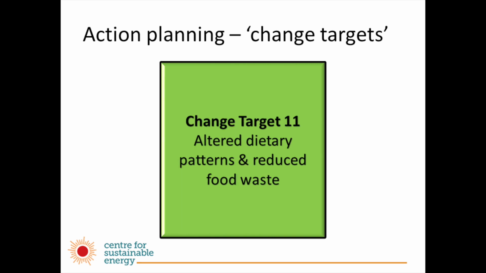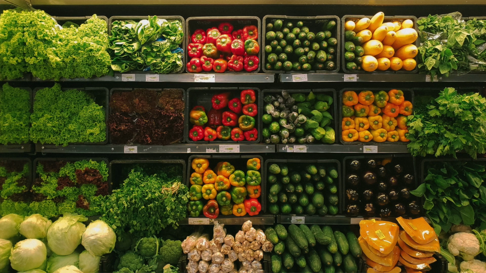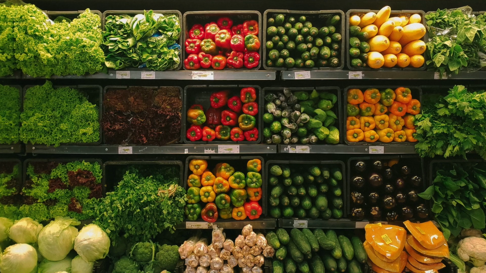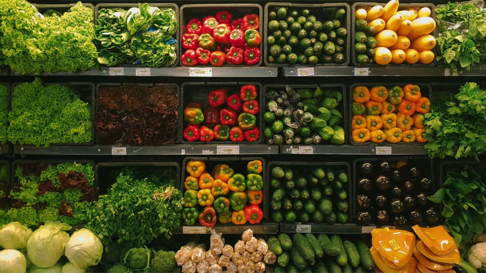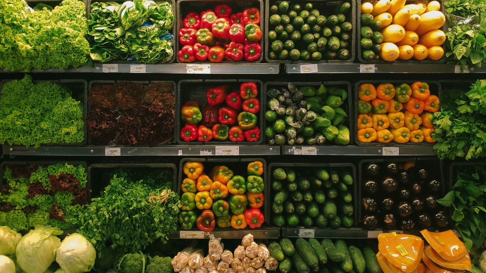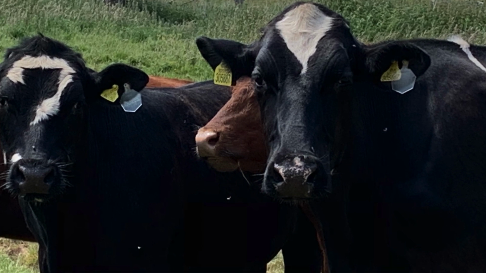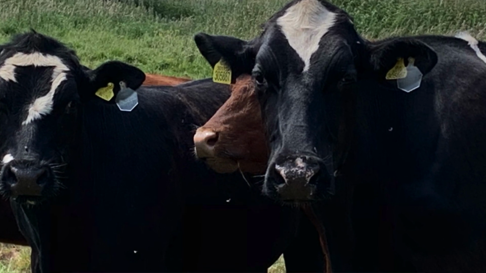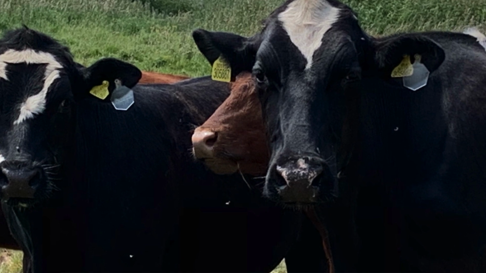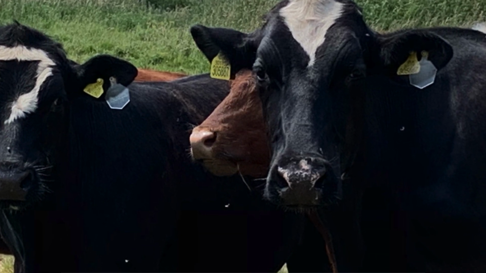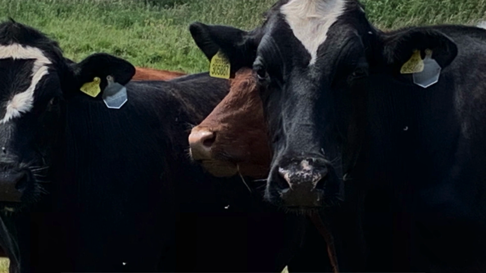The 11th target is we need to think about altering our dietary patterns and reducing the amount of food that we throw away. This can be a real sensitive issue in rural areas, and particularly where meat production is a big part of the local economy. But fundamentally, all of the models agree that Western societies need to reduce the amount of meat that they're eating, because that's a big, big contributor to our national carbon footprint.